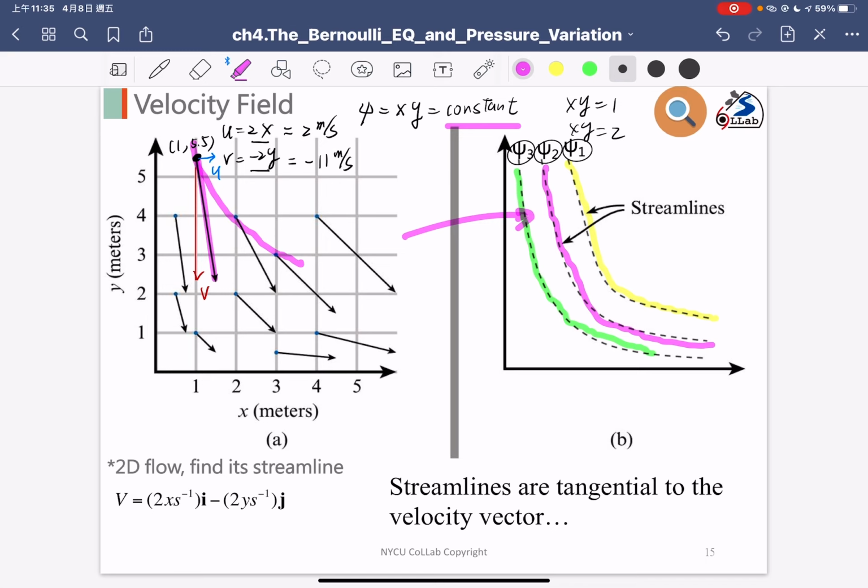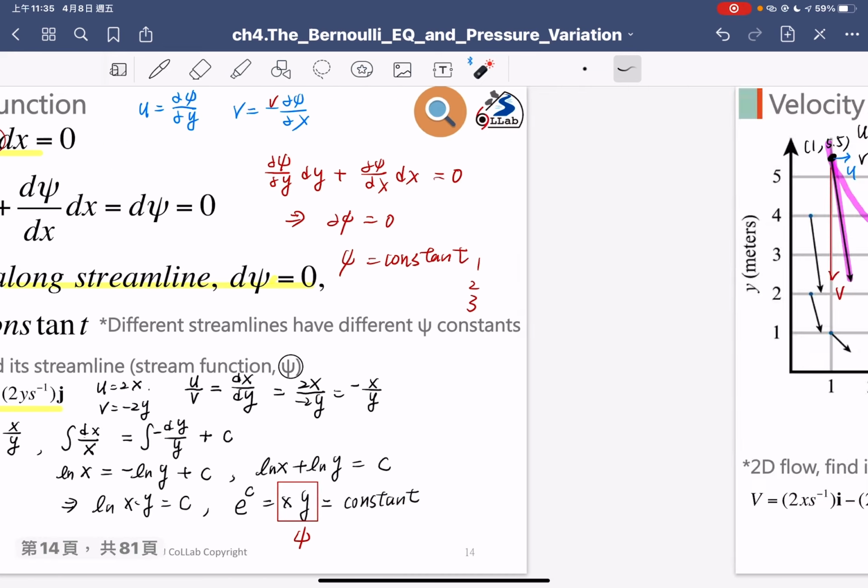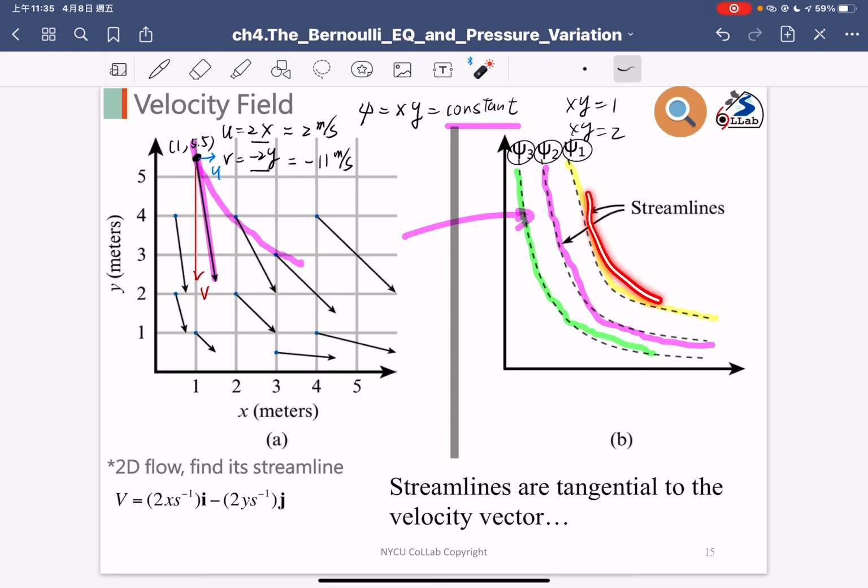Okay, so the idea is, if we have the velocity field, and based on the idea that the velocity ratio is always equal to the spatial gradient, you can derive the stream function, but you don't know the stream function equals to which constant value. So you can change the different constant value, and then you can plot the different streamlines. You can plot the different streamlines in here, but all of the streamlines are parallel to each other.